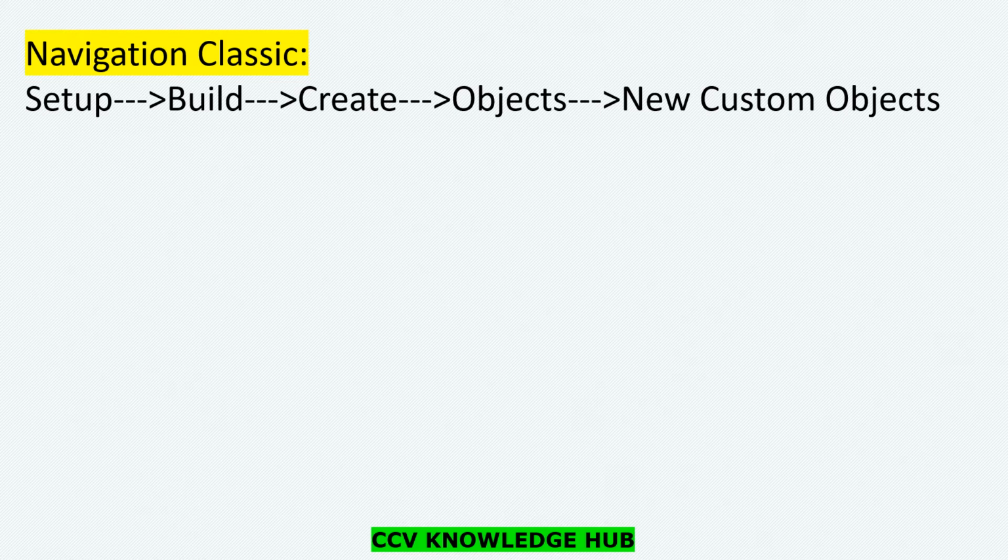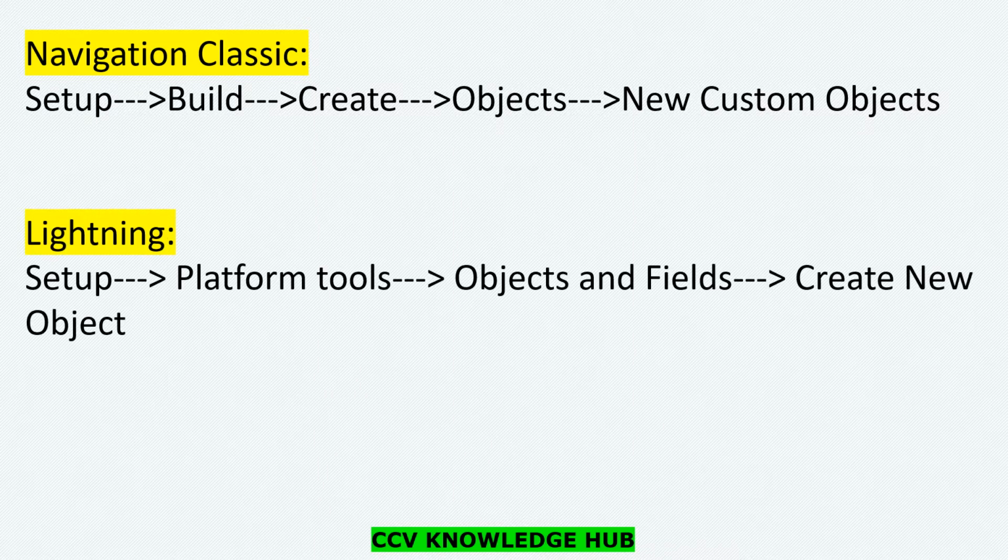So what is the navigation? How to create objects in Salesforce? First we need to open Setup, Build, Create, Objects, and select the New Custom Object option in the Classic version. Same if we want to create in Lightning: Setup, Platform Tools, Objects and Fields, Create New Object.